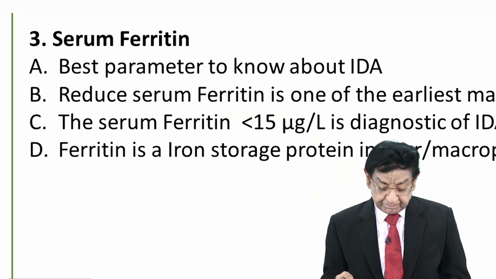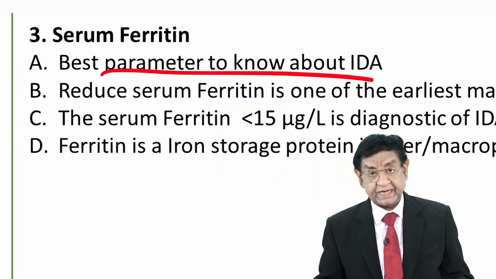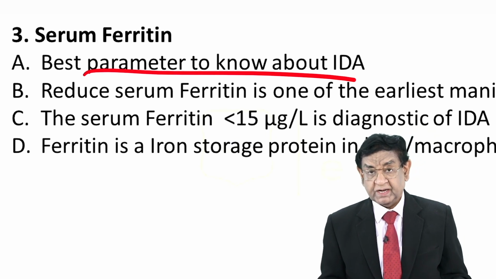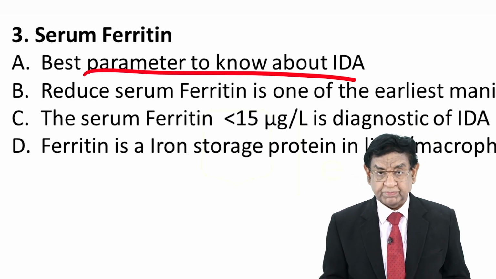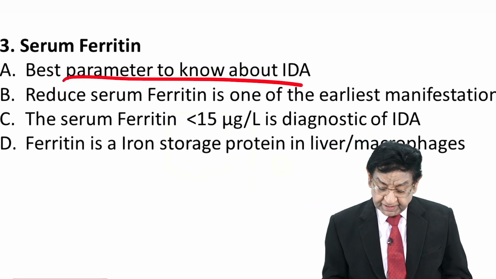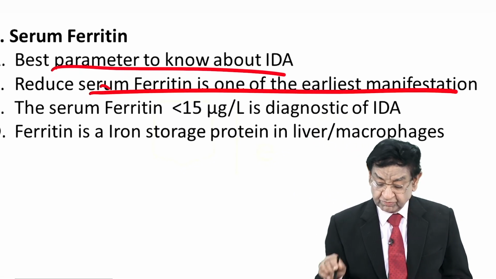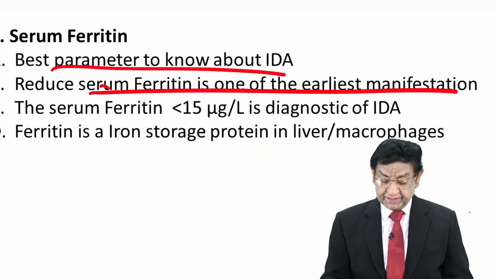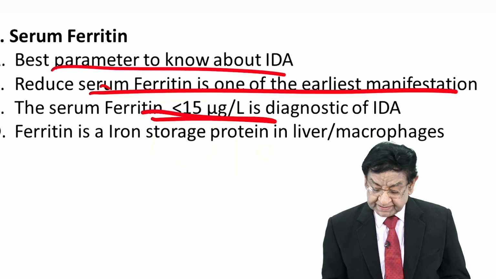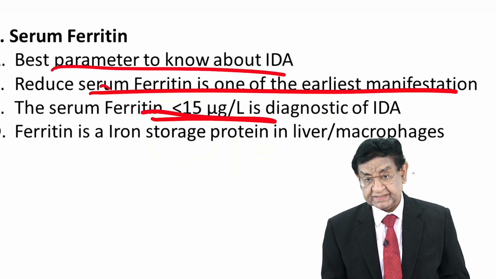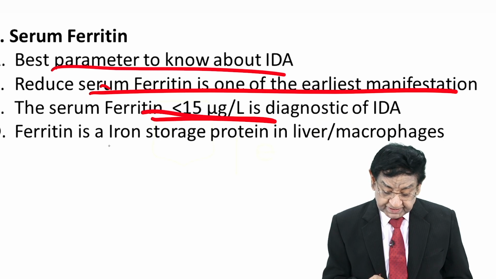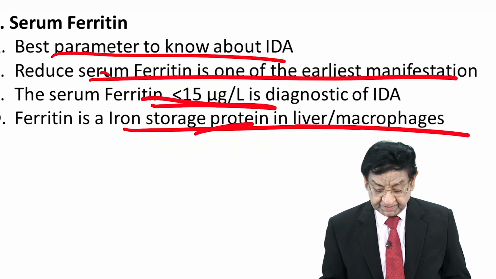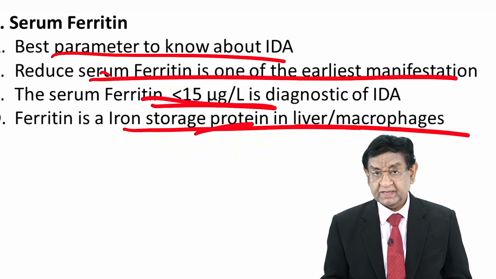Serum ferritin is the best parameter to know about iron deficiency anemia. In the previous section, we saw that ferritin is a storage form of iron, maybe in the enterocyte or in the bone marrow and spleen also. Reduced serum ferritin is one of the earliest manifestations of iron deficiency anemia. As a lab parameter, less than 15 microgram per liter is diagnostic of iron deficiency anemia. Ferritin is an iron storage protein in liver and macrophages, the point I discussed in part 1 of the IDA lecture.